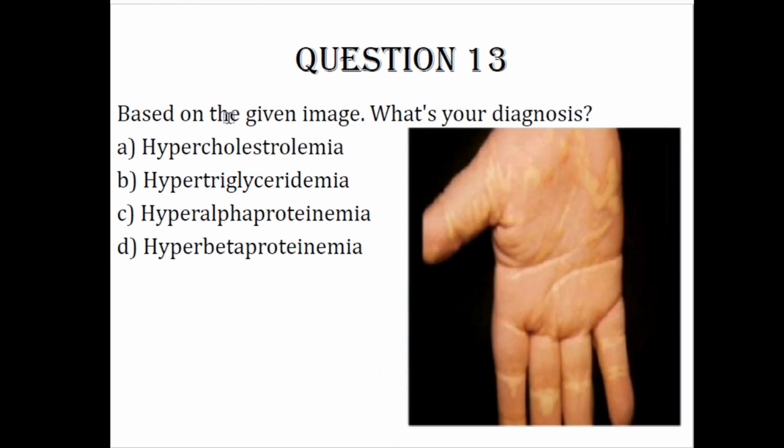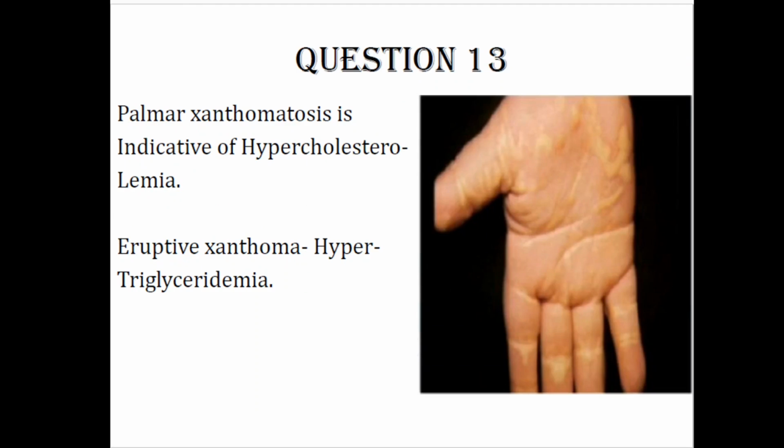Next one, based on the given image, what's your diagnosis? Let's look into the explanation. This is known as palmar xanthomatosis. Palmar xanthomatosis is indicative of hypercholesterolemia. We see xanthomas in many states of hyperlipidemia. Xanthoma is also seen in hypertriglyceridemia, but palmar xanthomatosis like this is seen in hypercholesterolemia.